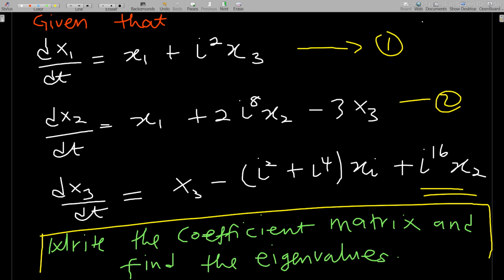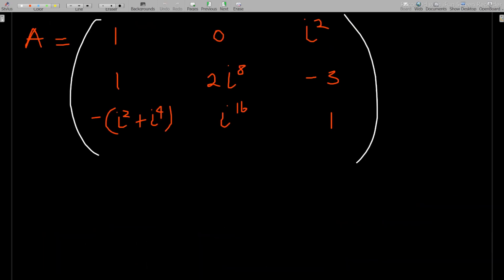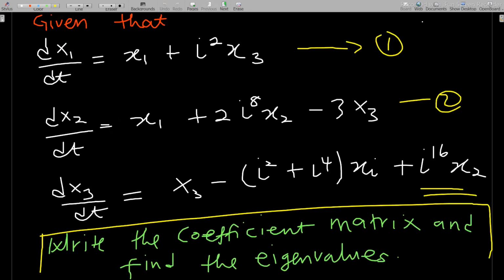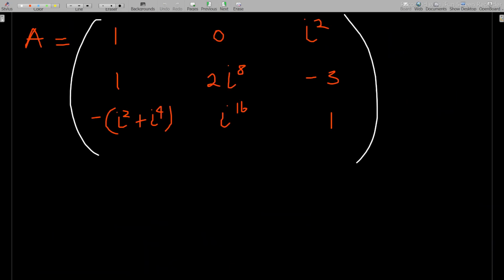So what you do is, for the coefficient matrix, you just write the coefficients of the variables involved. We go to equation 1. The coefficient for variable x1 is just 1, in the first row. For x2, there is no x2 in equation 1, so that will be 0. So let's go ahead and write it. For x1 you have 1, for x2 you have 0, and for x3 we have i squared. This is for equation 1, this is for equation 2, and this is for equation 3.